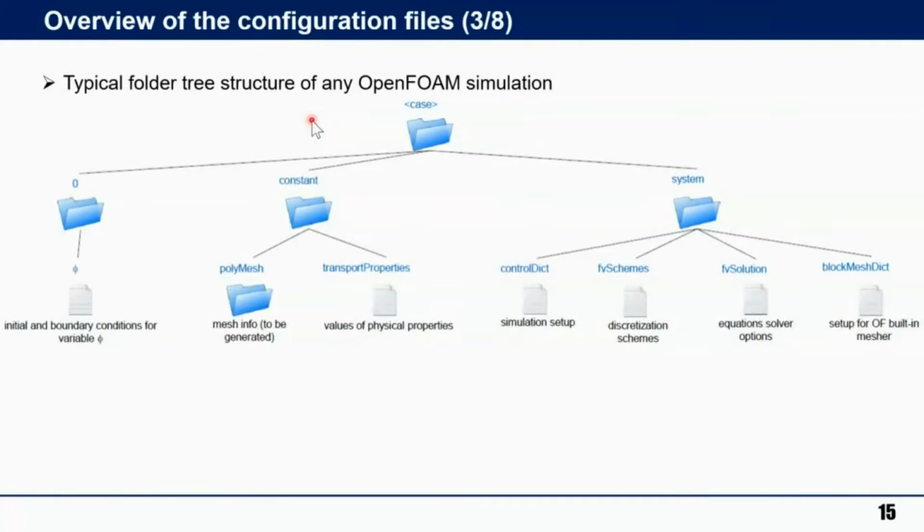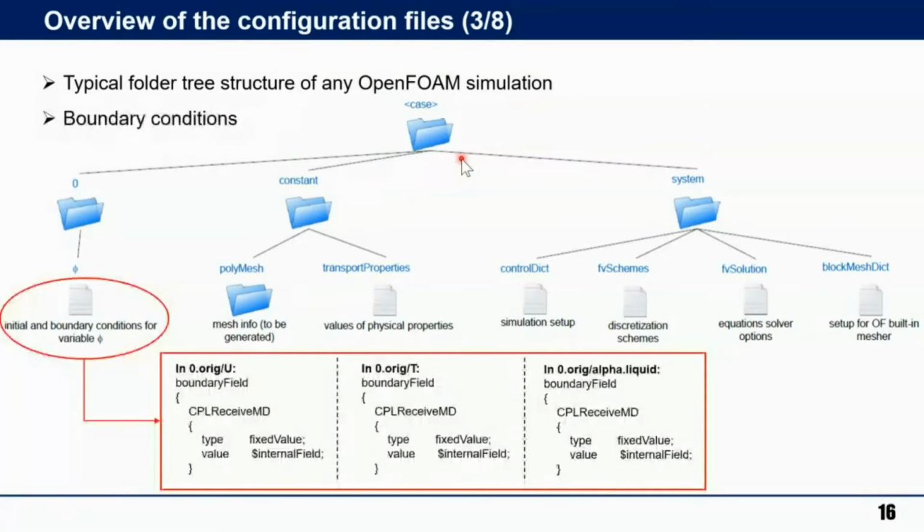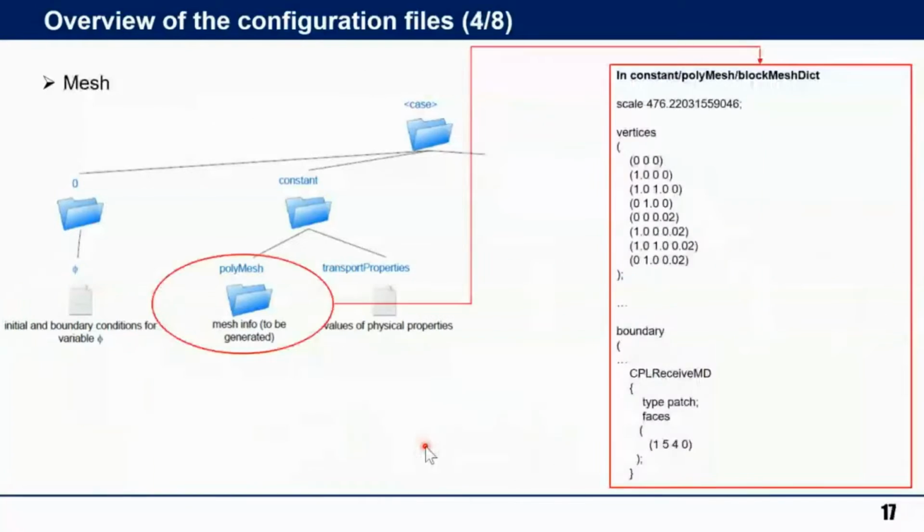Right, so in order to set up the CFD simulations, for those of you who are already familiar with OpenFOAM, this is the standard tree structure of any OpenFOAM simulation. So we can start from boundary conditions, for example, in the 0 time step folder. And basically, for all the boundary variables that we solve, like momentum, temperature, and volume fraction, you will find the CPL receive MD boundary here, which is the coupled boundary at the bottom of the CFD domain, and they all take the same values. This is automatically handled by the coupling library.